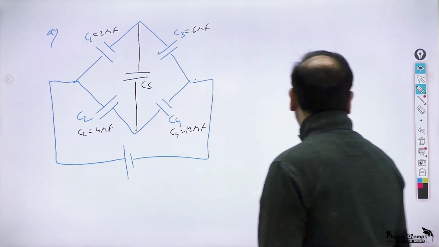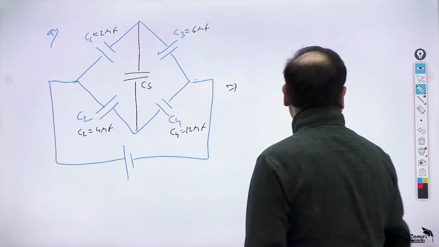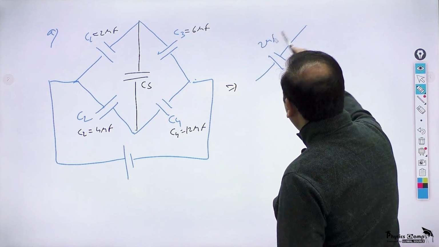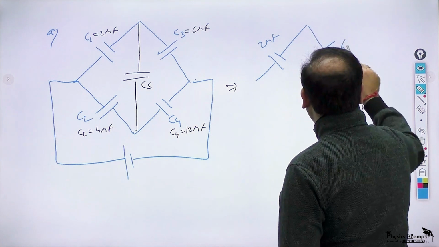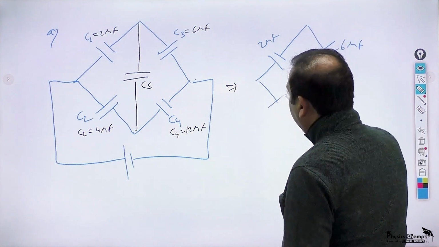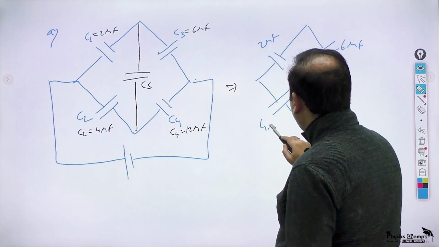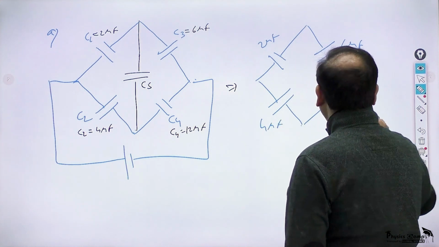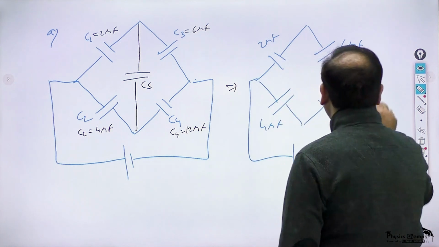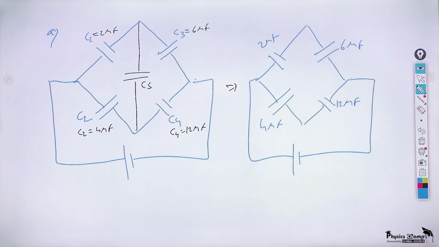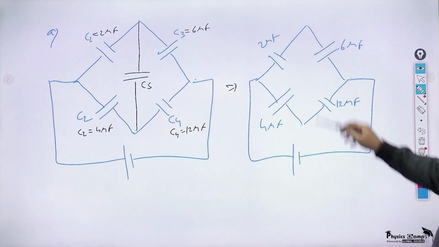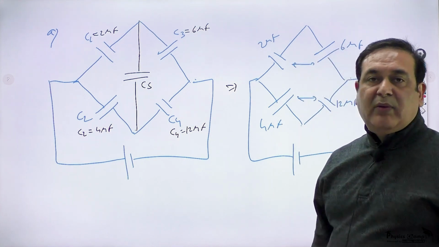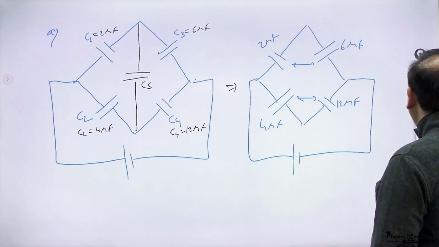In that case, I can solve it as though 2 microfarad and 6 microfarad are in series. Similarly, 4 microfarad and 12 microfarad are also in series, and you have connected a battery here. So these two are in series, and the two results are in parallel. You can find the equivalent capacitance.